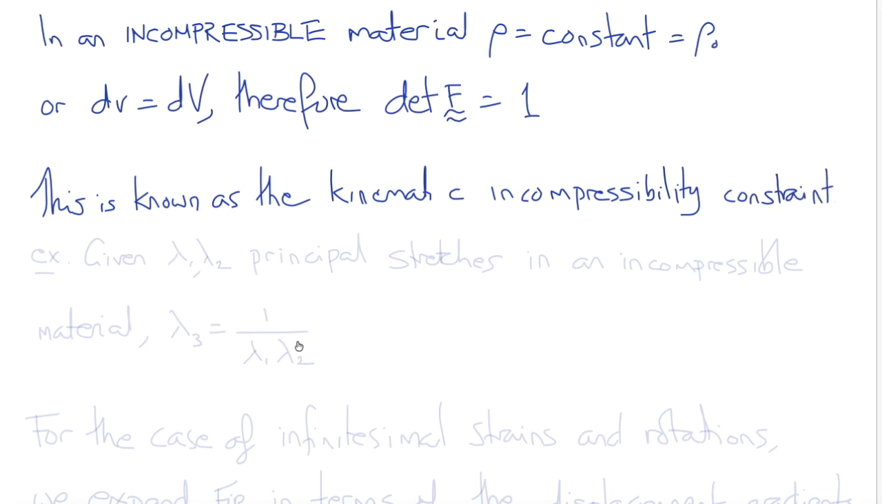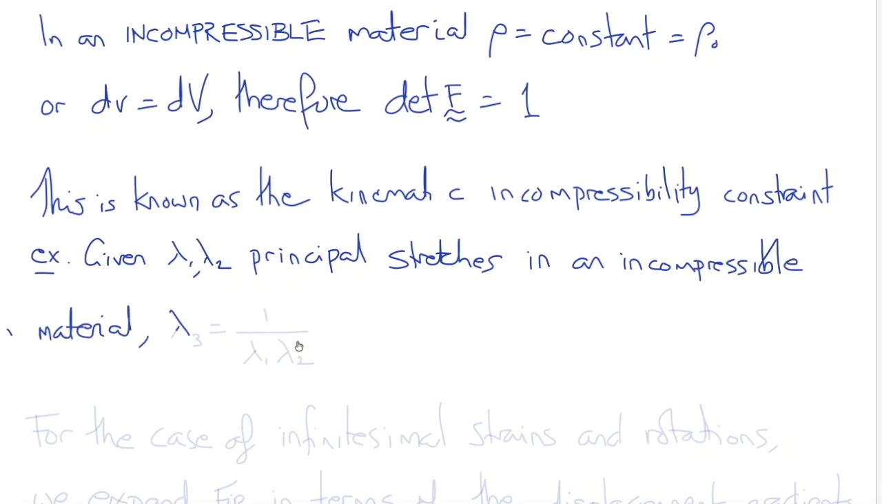So if a continuum is incompressible, we can use this constraint to determine part of the stretch. For example, given lambda 1 and lambda 2 as principal stretches in an incompressible material, we can use the kinematic incompressibility constraint to show that lambda 3, the third principal stretch, must be 1 over lambda 1 times lambda 2.